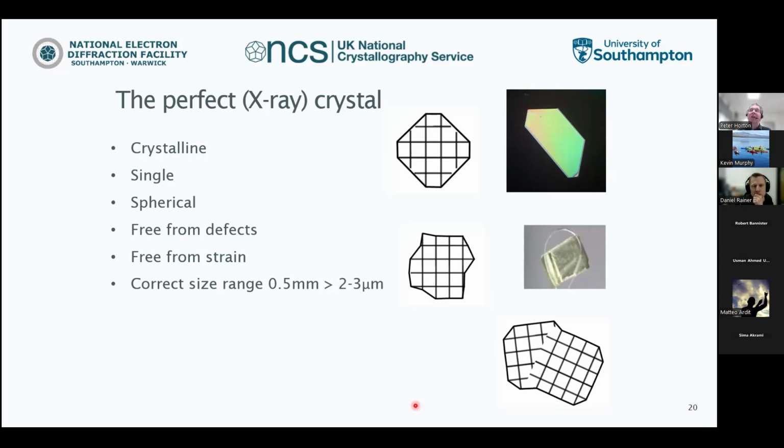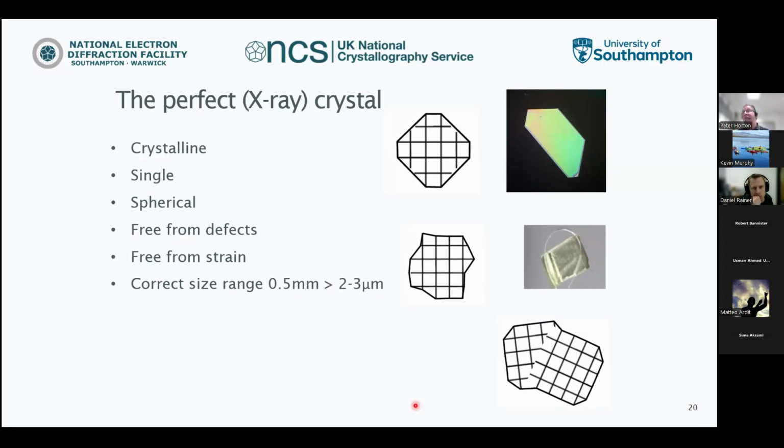We would also like the crystals to be spherical. It helps with a lot of the scattering effects and corrections we have to do. However, normally crystals are not spherical. The closest you can get is probably a cube, but a lot of them are plates or needles or anything else. We can get away with things, but we would like something spherical to have an even dimension. We'd like it free from defects and strain as well.